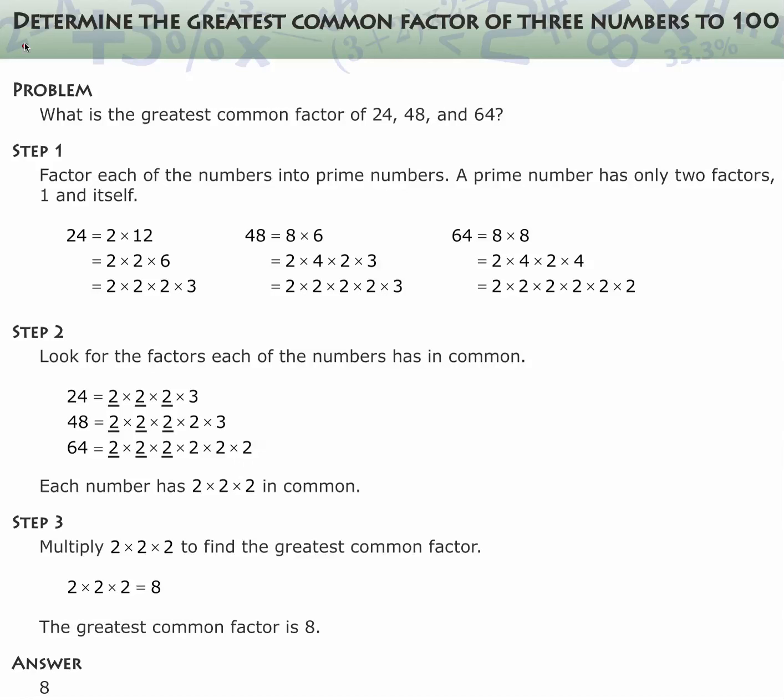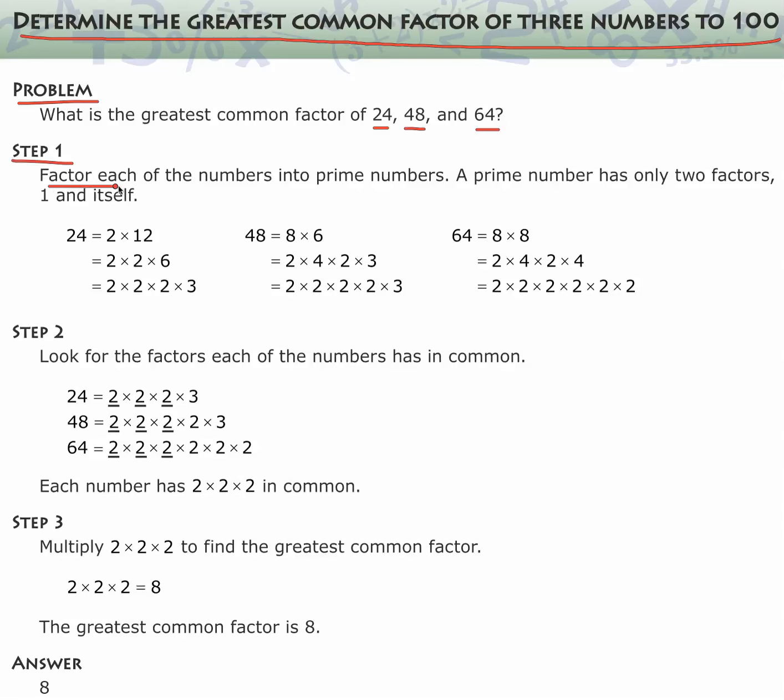Okay, we want to now determine the greatest common factor of three numbers to 100. Okay, here's our problem. What is the greatest common factor of 24, 48, and 64? Now we're starting to get up in the little higher numbers here.